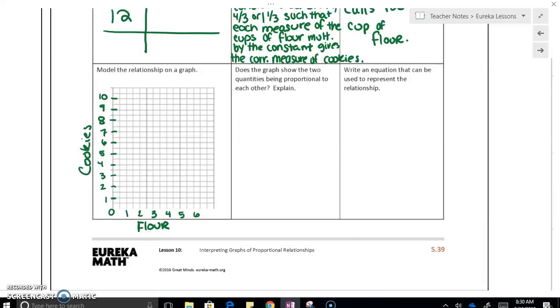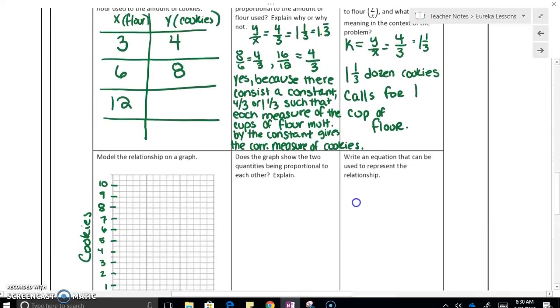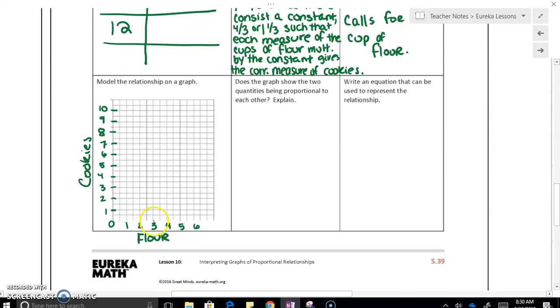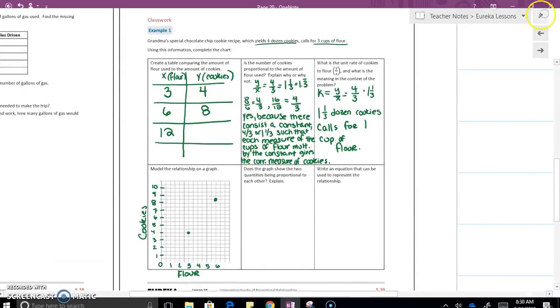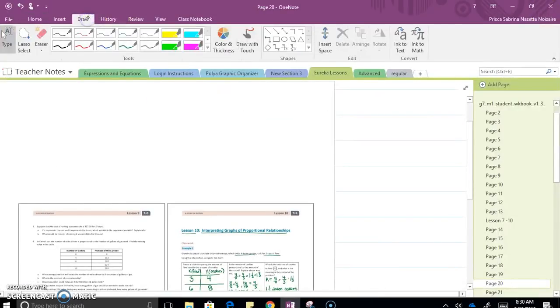So first set of points, according to my table, is 3, 4. So I'm going to go to 3 up to the point 4. Then I have the next set of points, 6, 8. So I'm going to go up to start at 6 and go all the way up to 8. All right, so I'm going to stop right there because that's the amount of space that my graph is going to let me go.